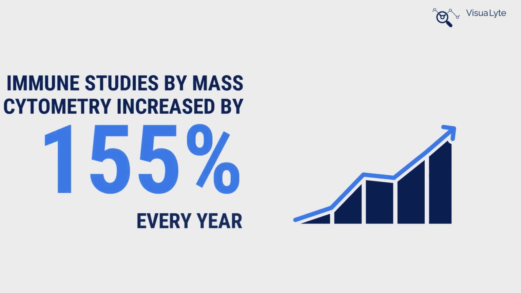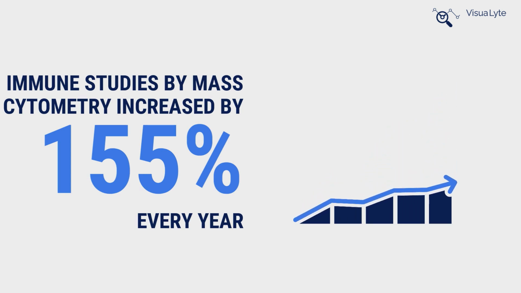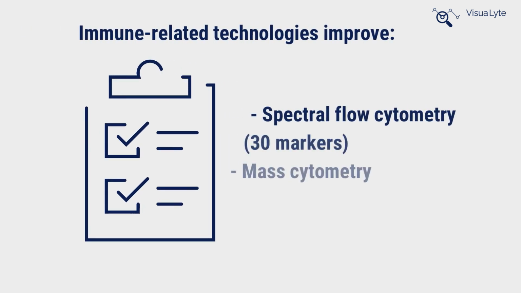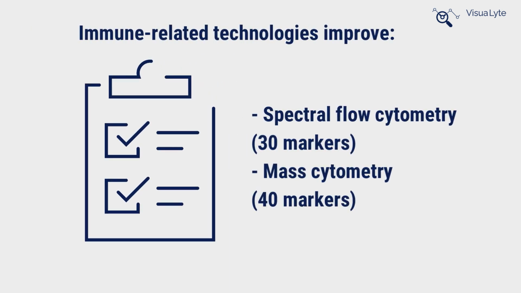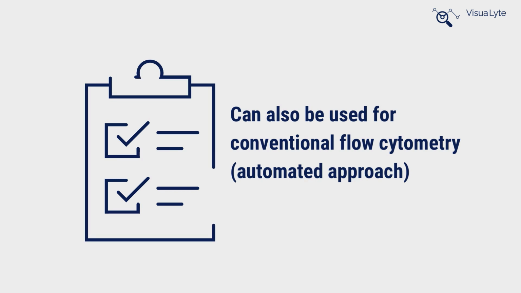Immune-related diseases are expanding during the last decades. Just as an example, mass cytometry studies increased by 155% every year. Today, mainly two techniques are available: flow and mass cytometry, or CyTOF, able to screen more than 40 markers at the same time, generating big datasets that we need to properly study.